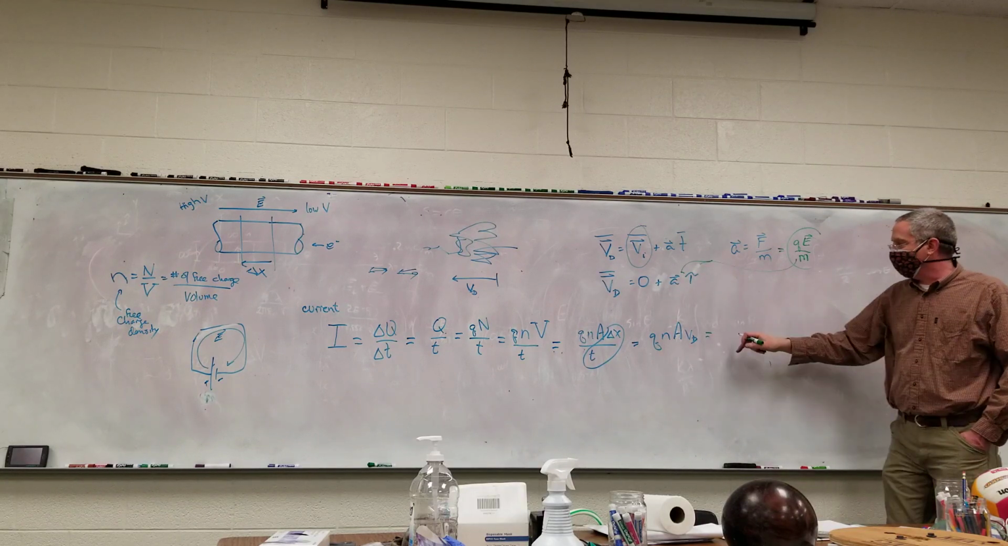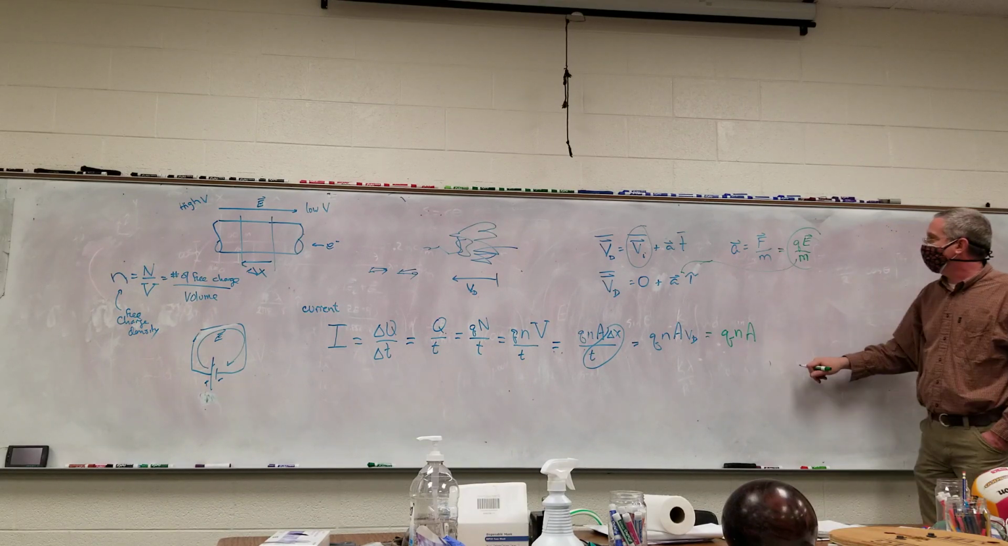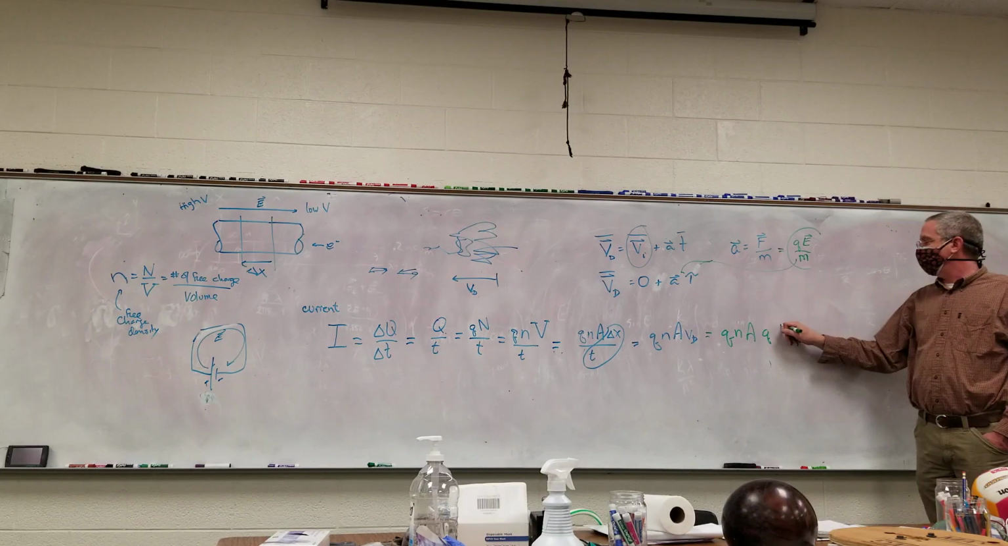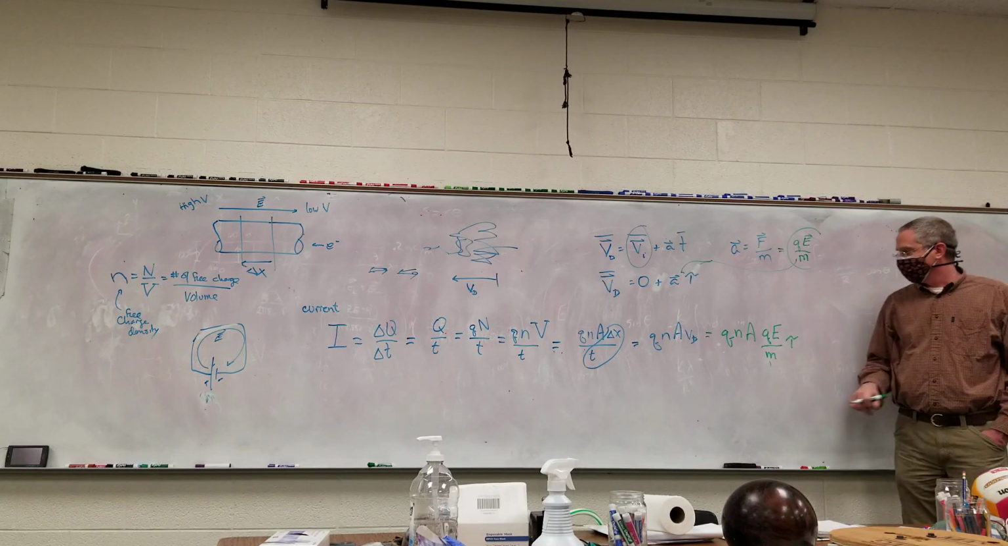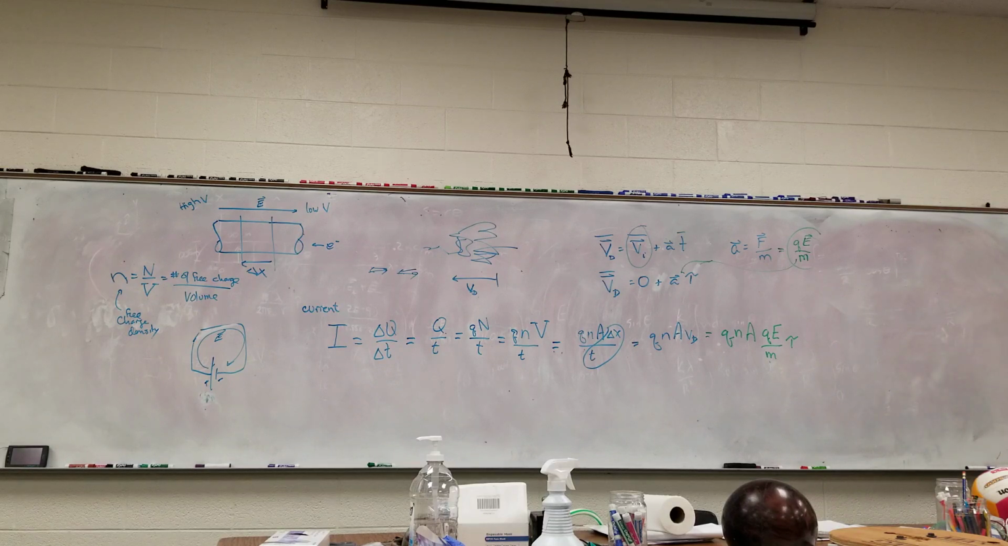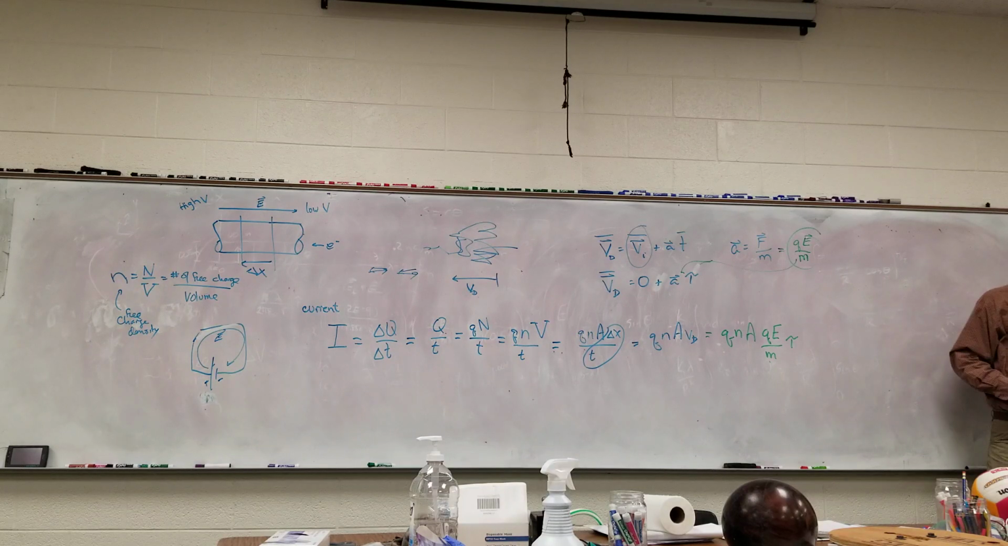We end up with my current is just Q, lowercase n A, times Q times my electric field over M times tau. I have gotten rid of the vectors. That's basically the magnitude of the electric field. We assume the electric field is running anti-parallel to the charge flow, the negative charge flow.